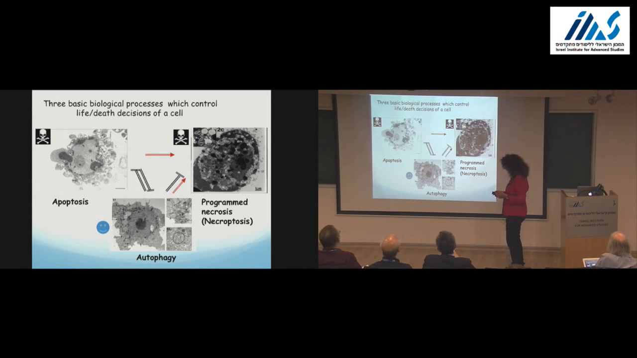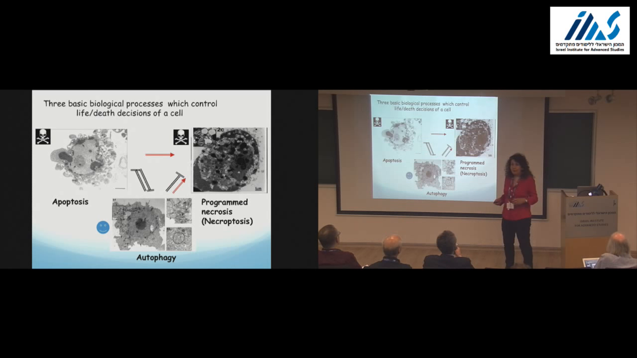So here you can see three basic biological processes. Two of them lead to the demise of the cell, either by its fragmentation into small pieces, apoptosis, the caspases, or by rupture of the extracellular membrane and the release of the intracellular content outside. So those are two well-known death modules. There are more in the literature right now, but I will focus today on those two.